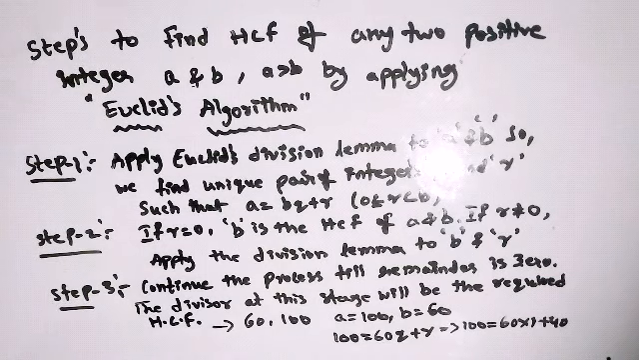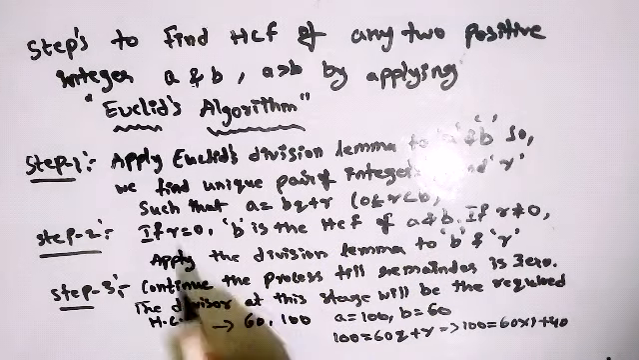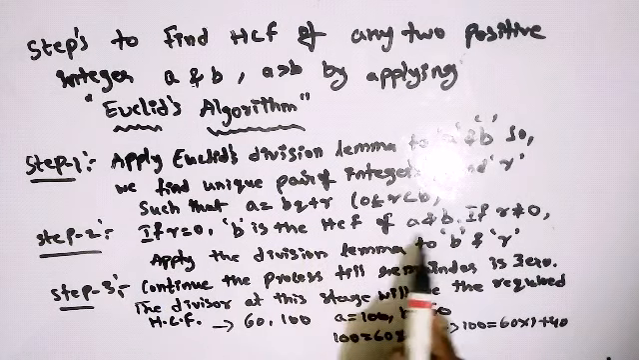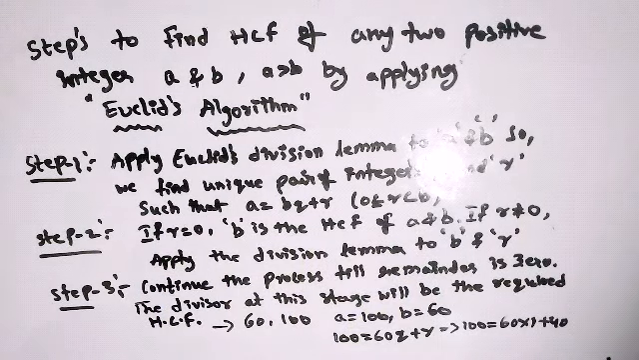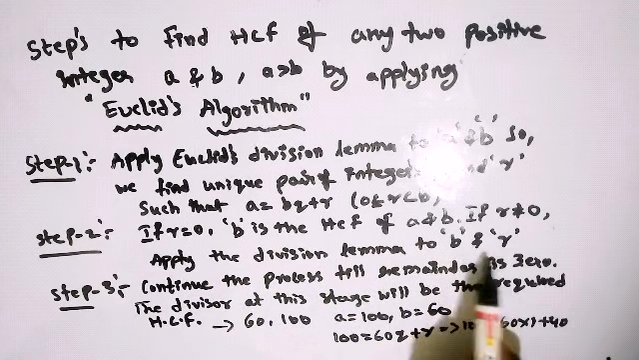Next, step 2. If R is equal to 0, then B is the HCF of A and B, the required HCF. But here R is not 0. In that case, we continue. If R is not equal to 0, then we apply the division lemma again to B and R, not A and B.